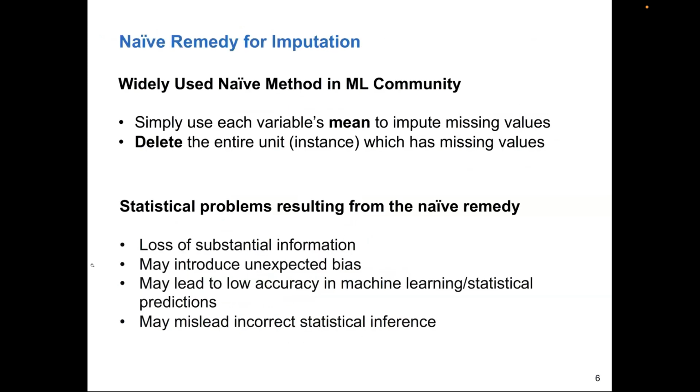What is the naive method to cure data in the typical computer science community? As far as I know, they use the mean value, or they simply delete a data instance when it is not complete. We call these naive methods, but they lead to a loss of substantial information because you delete data, or they may introduce unexpected bias because you simply use the mean of the observed values. So it may lead to low accuracy in machine learning, statistical prediction, and other statistical inference.